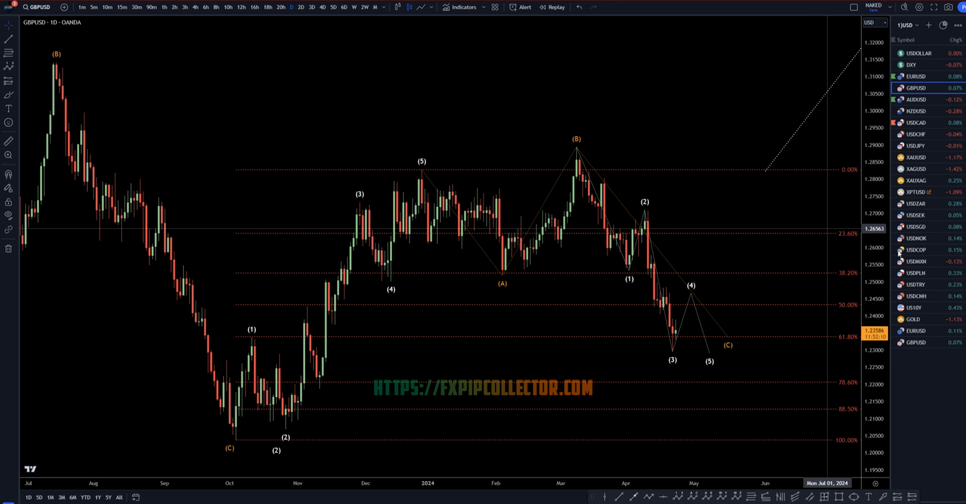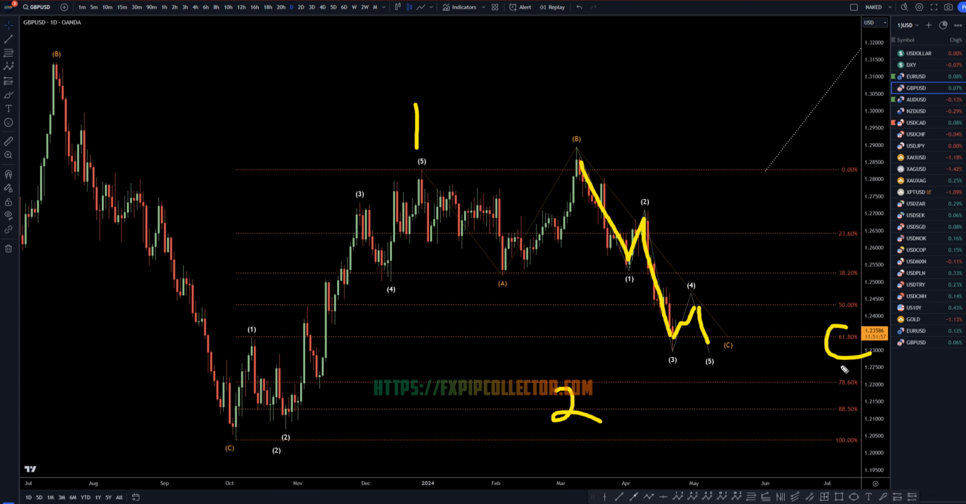Heading down to the daily, I still think this is possibly a 1, and I still think this is possibly a 2. To me, it looks like a 1, 2, 3 pattern. I still think it is likely to go up and make a wave 4, and then down again to make a wave 5, and then if it continues to respect the fib level, goes up and breaks structure, that's what's going to turn me into a long-term buyer.